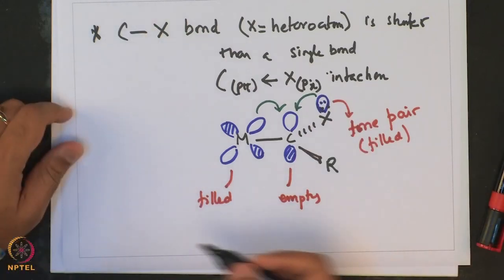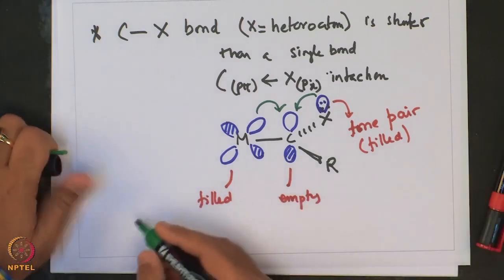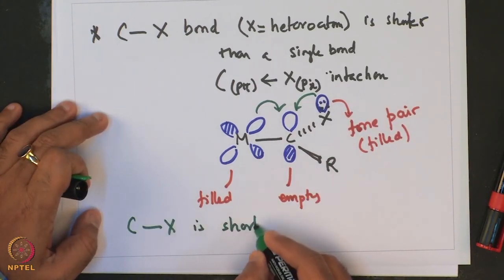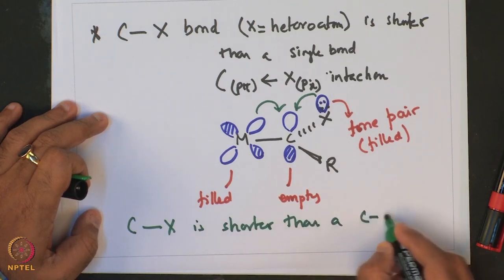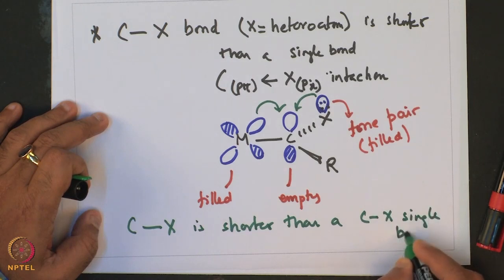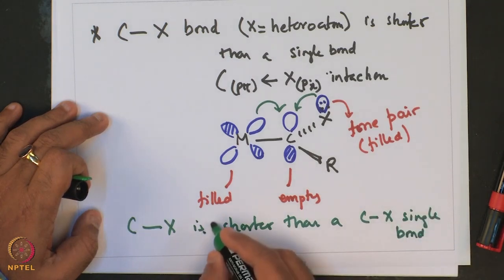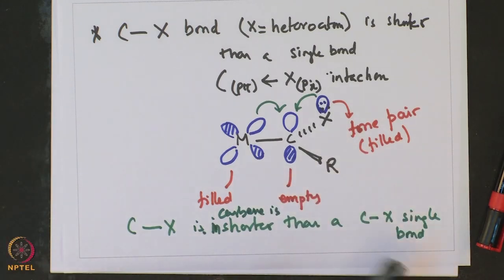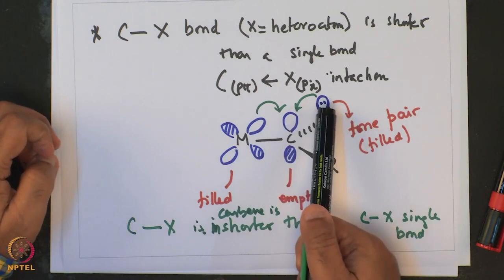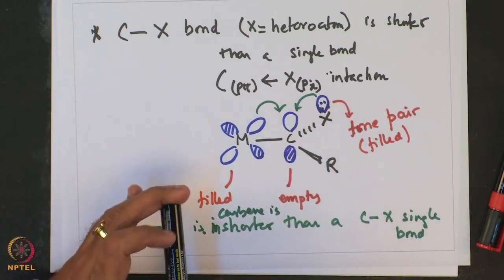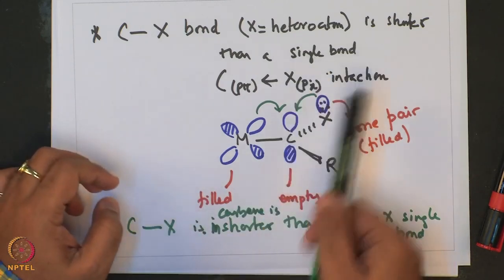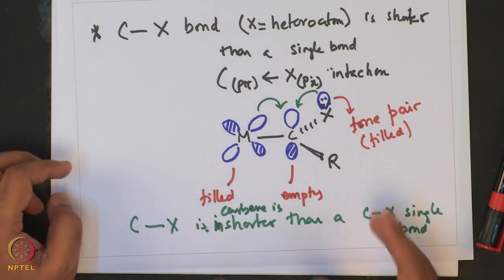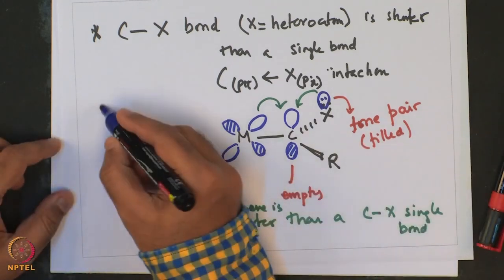As a result, this CX bond, because of this interaction, is shorter than a CX single bond. The CX bond in carbene is shorter because of this stabilization or conjugation of its lone pair onto the vacant pz orbital of the carbene center, resulting in multiple bonding character between the CX bond. As a result, it becomes shorter than that of a CX single bond distance. And this is mainly observed in case of Fischer carbene complexes.